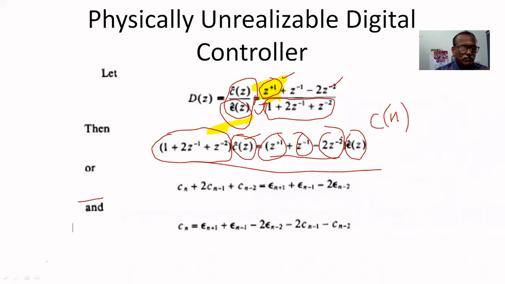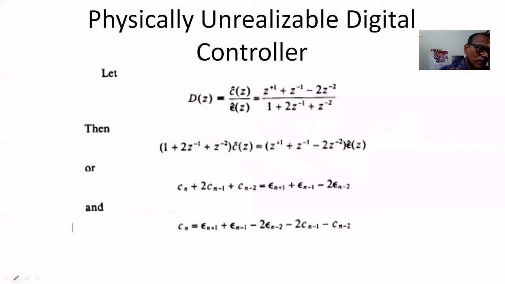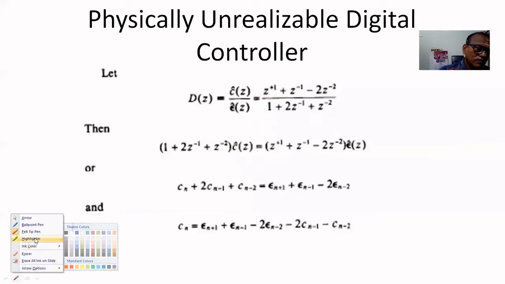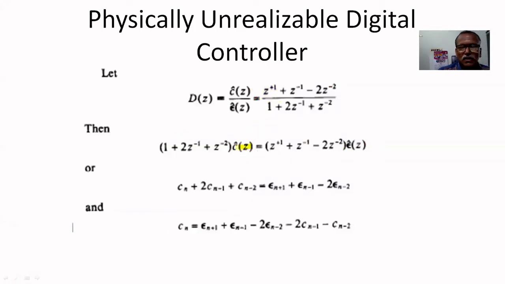what will you get? You will get C of z multiplied by 1, that is C of n. C of z multiplied by 2 z power -1: one delay, one sampling period delay. That's why 2 multiplied by C of n minus 1. Then C of z multiplied by z power -2, that is C of n minus 2.